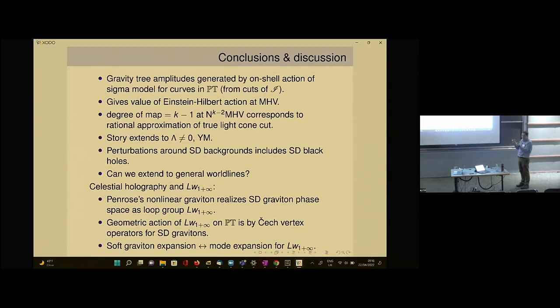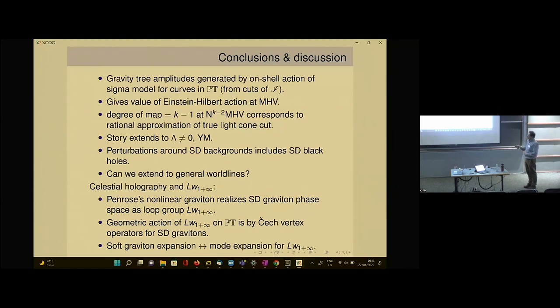And we have to insert k particles into the world sheet instead of just one. This works much the same way for Yang-Mills, and for non-zero scalar curvature, we can include self-dual black holes in the background.